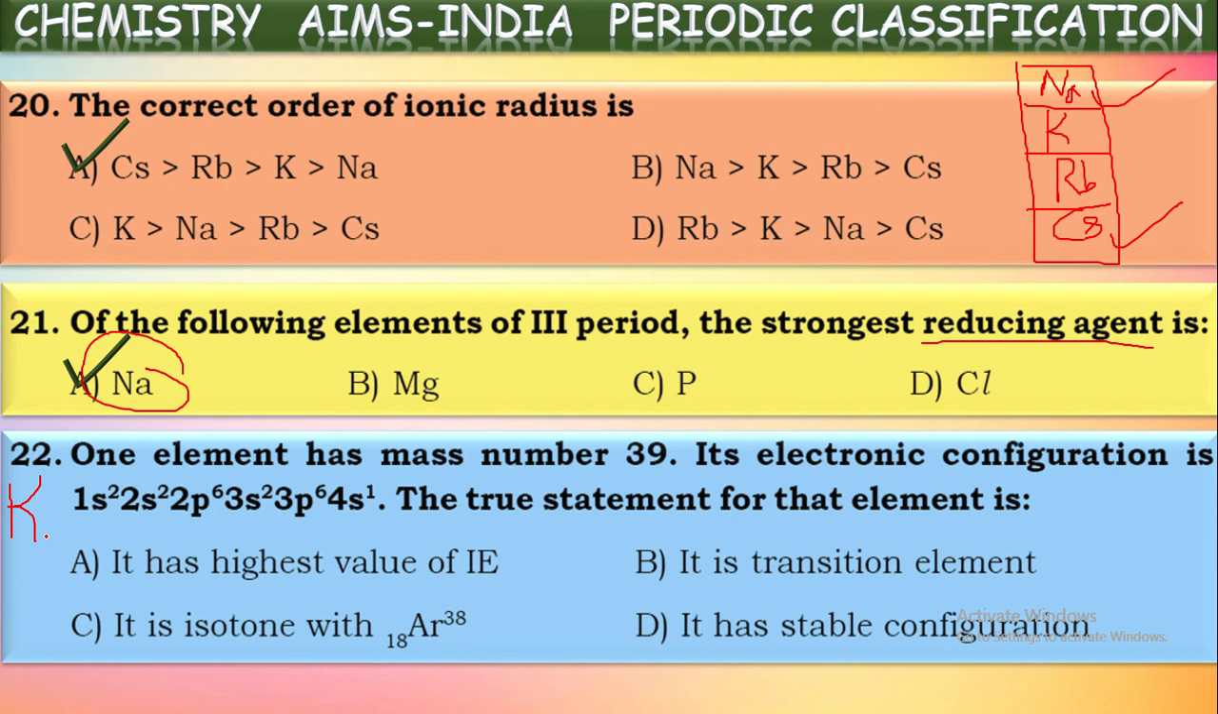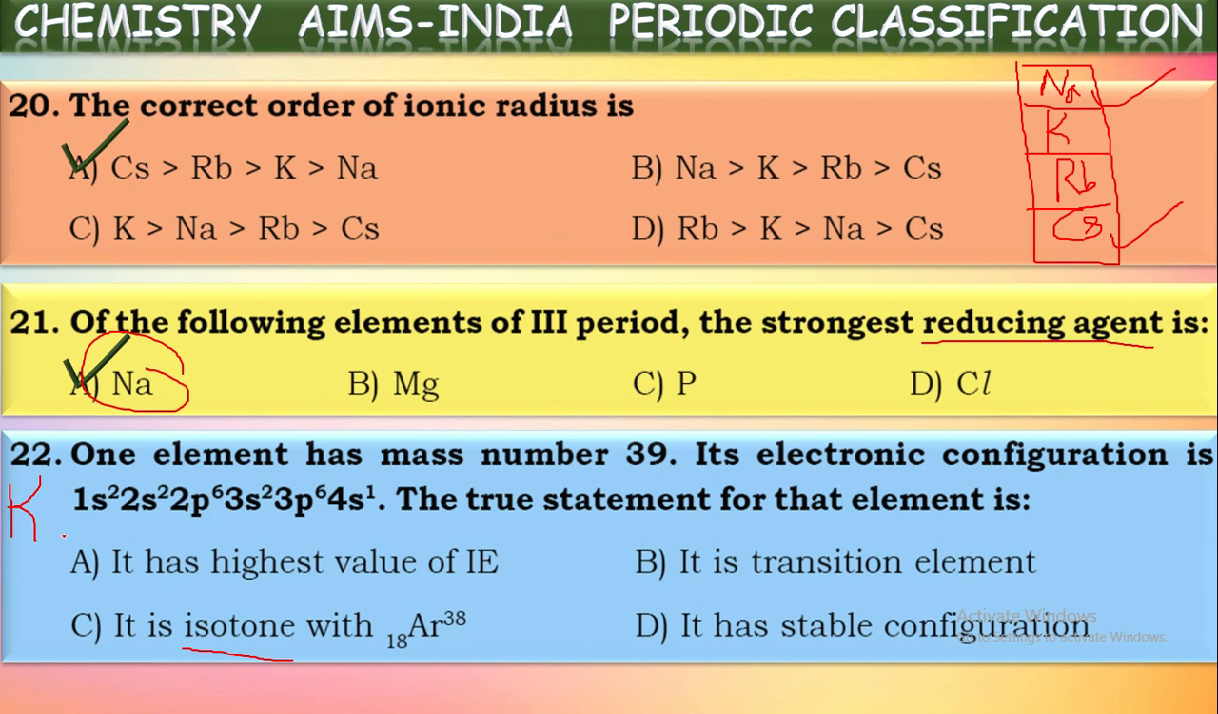Next, it is a transition element. Is it true? No. Potassium is an alkali metal and it is an s block element. What are transition elements? D block elements are called transition elements. So it is wrong. Next one, it is isotonic with argon. What is meant by isotonic here? The atoms which are having the same number of neutrons are called isotones.